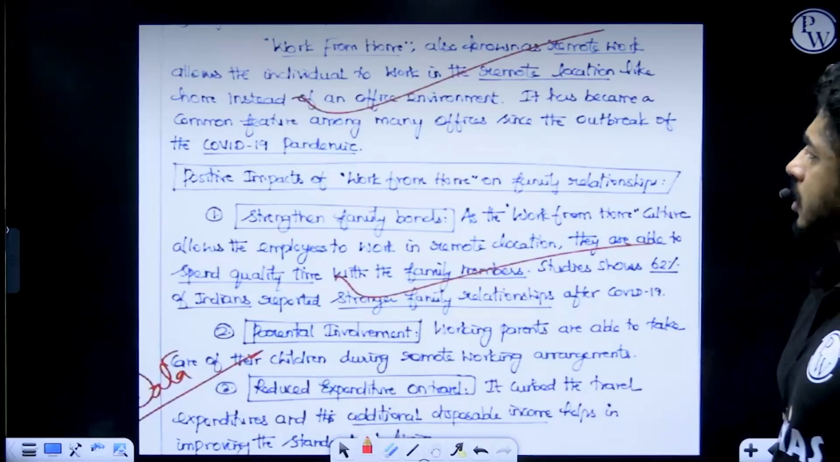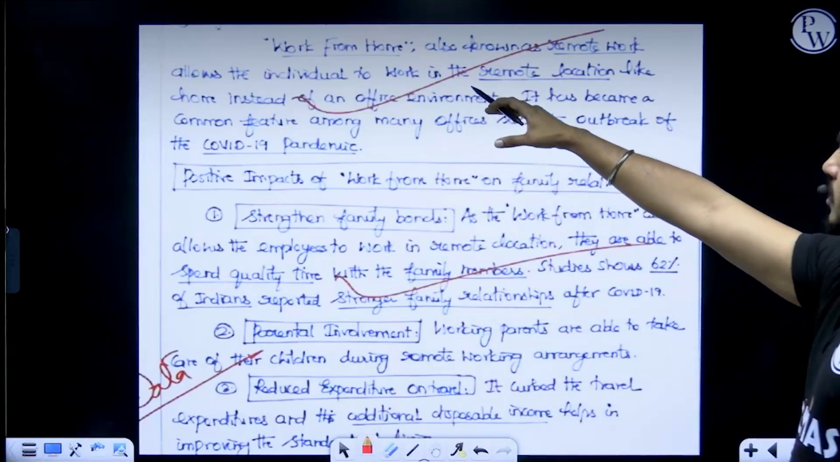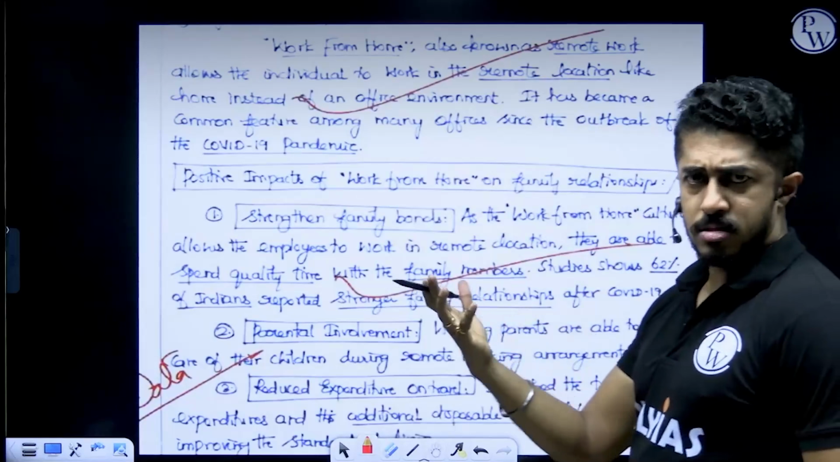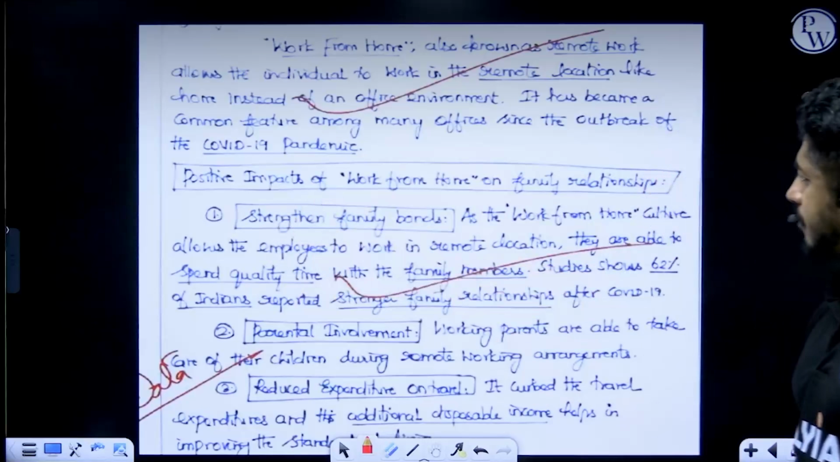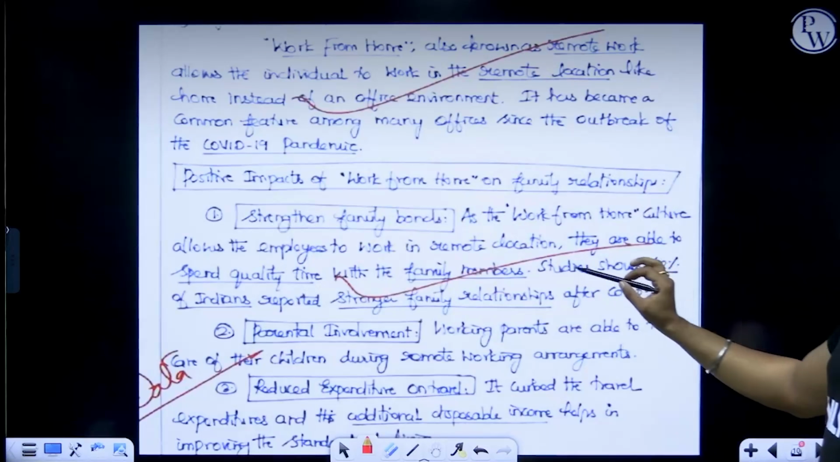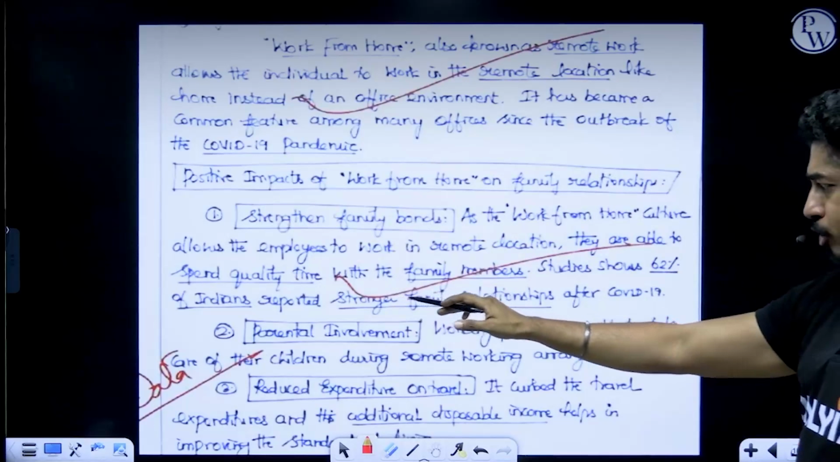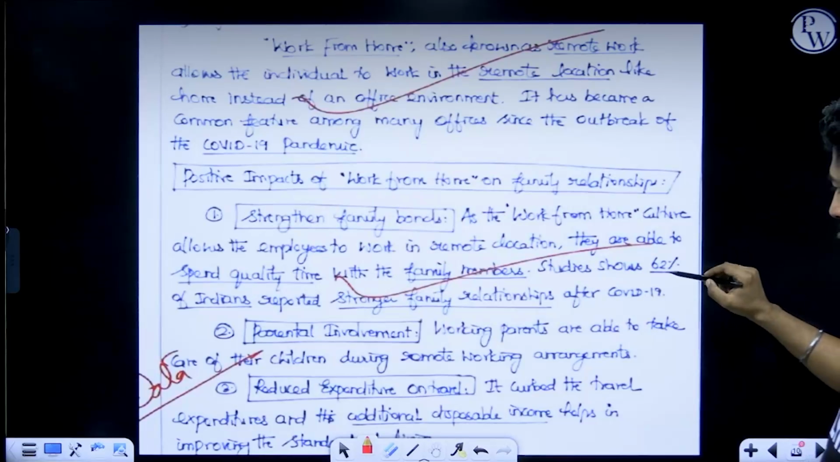For example, now, if you look at this, positive impact. So the question is about work from home and its impacts, like positive impact, negative impact. So heading, everything is pakka. It will strengthen family bond. Work from home culture. Studies show 62% of Indians reported stronger family relationships after COVID-19. Very good.